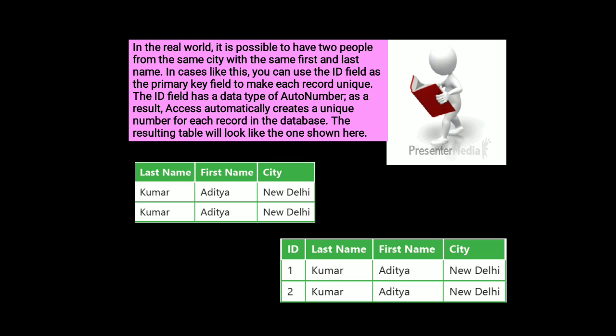Next, example, in the real world it is possible to have two people from the same city with the same first and last name. In cases like this, we can use the ID field as the primary key field to make each record unique. The ID field has a data type of AutoNumber. As a result, Access automatically creates a unique number for each record in the database.